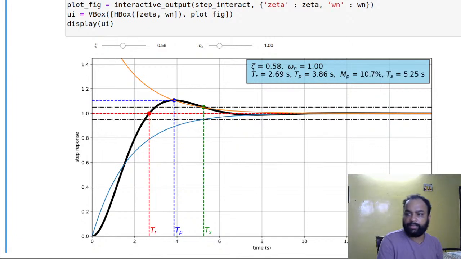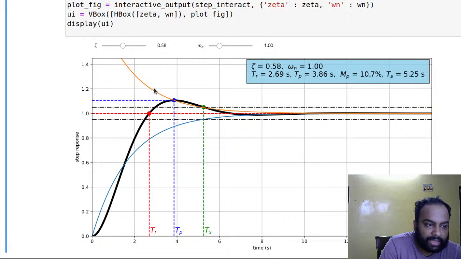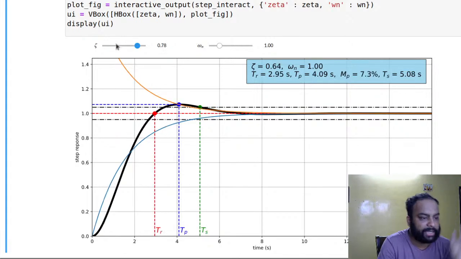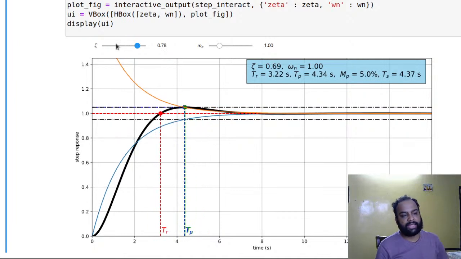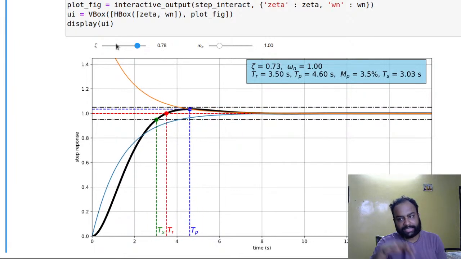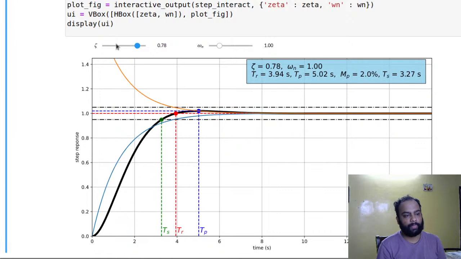I think this is fine, right? All right. So when damping ratio increases, what happens? The transient decays faster, right? Let me make the damping ratio even larger. So the transient decays even faster, right? The sinusoidal nature is hardly visible now, right? The sinusoidal nature of the response is hardly visible.